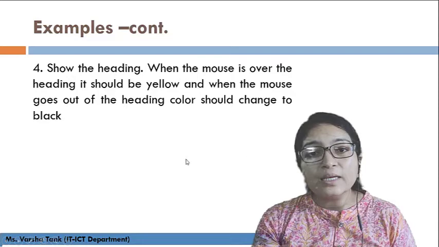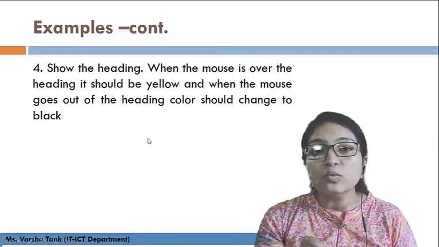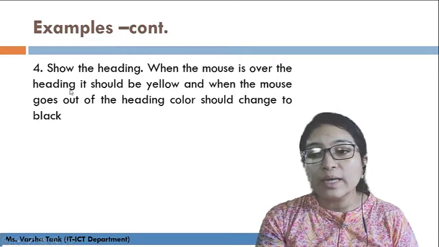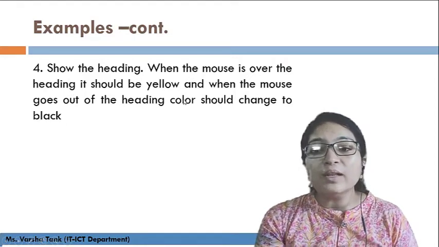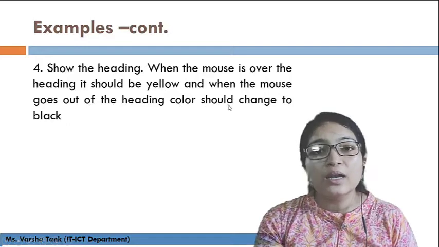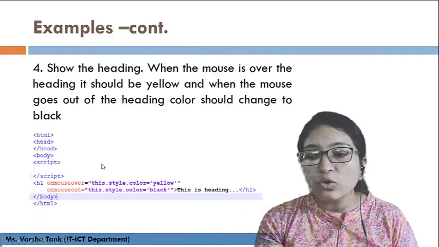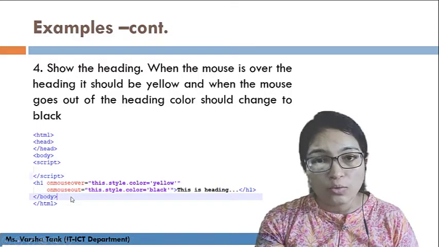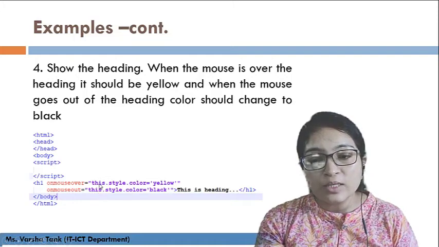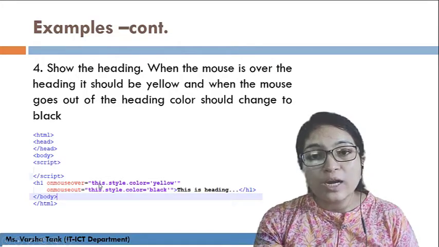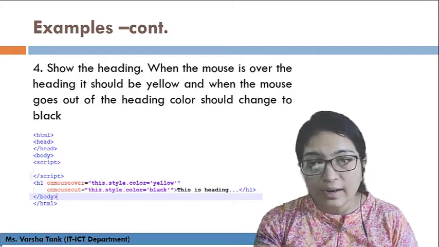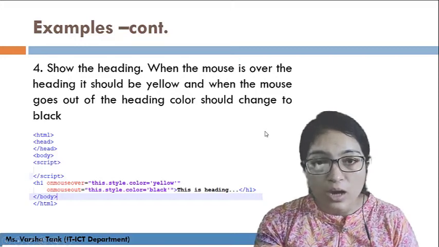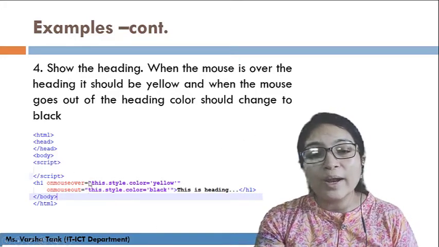Now the next practical is about the heading. Whenever you hover the mouse on the heading, what will happen? When the mouse is over the heading, it should be yellow, and when the mouse goes out of the heading, its color should be black. So you have to handle these two events, that is onmouseover and onmouseout. On mouse over, that means here you can see my mouse is right now on this style, so I am hovering the mouse on this. Now I am leaving the mouse, so that means I have done the mouse out.